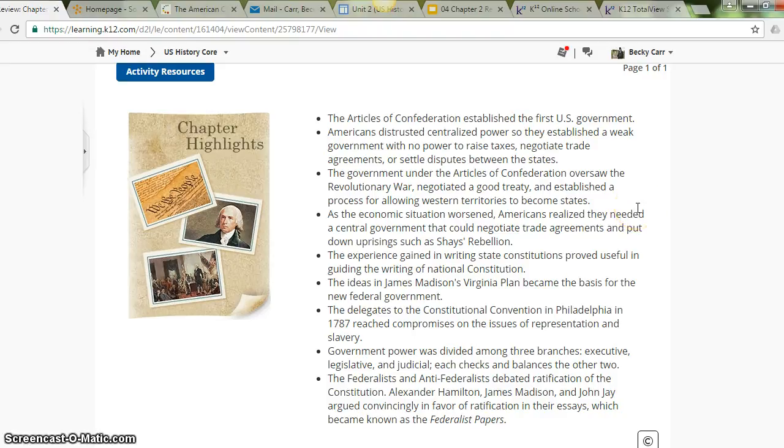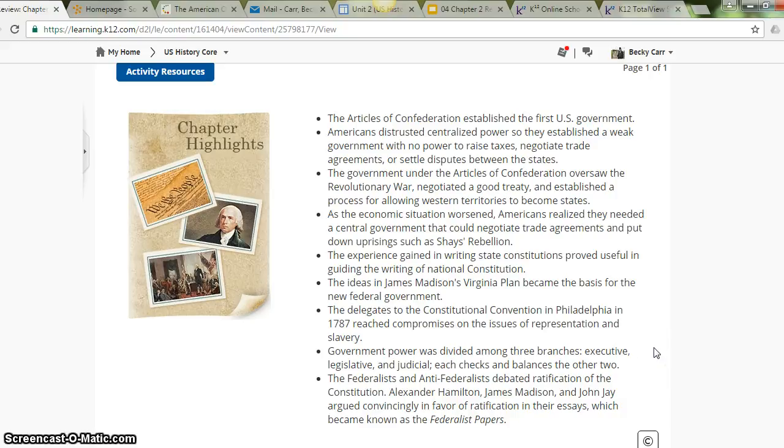As the economic situation worsened, Americans realized they needed a central government that could negotiate trade agreements and put down uprisings such as Shays' Rebellion. The experience gained in writing state constitutions proved useful in guiding the writing of the national constitution. The idea in James Madison's Virginia Plan became the basis for the new federal government. The delegates to the Constitutional Convention in Philadelphia in 1787 reached compromises on the issues of representation and slavery. Government power was divided among three branches: executive, legislative, and judicial. Each checks and balances the other.